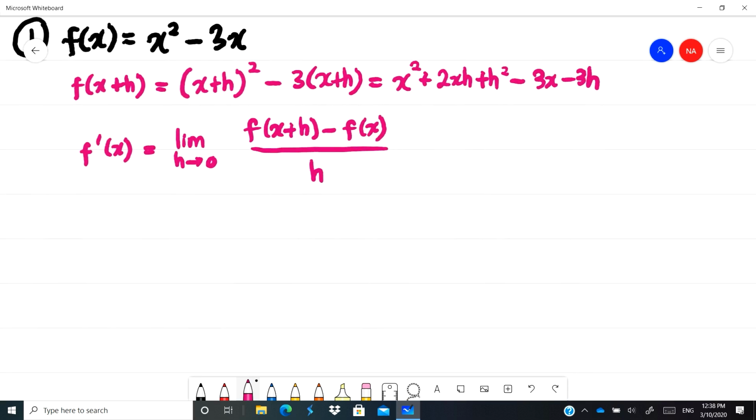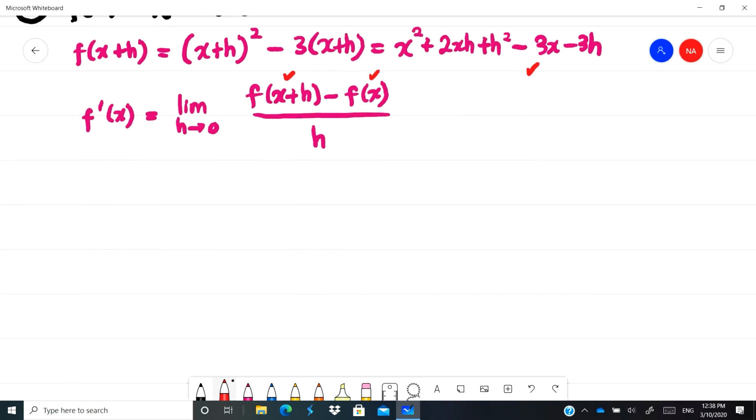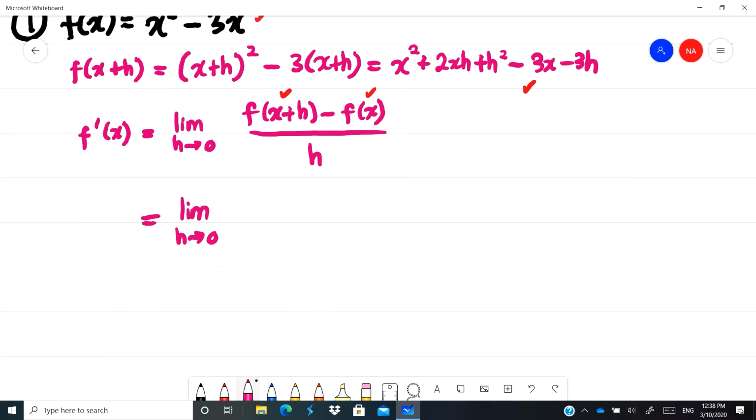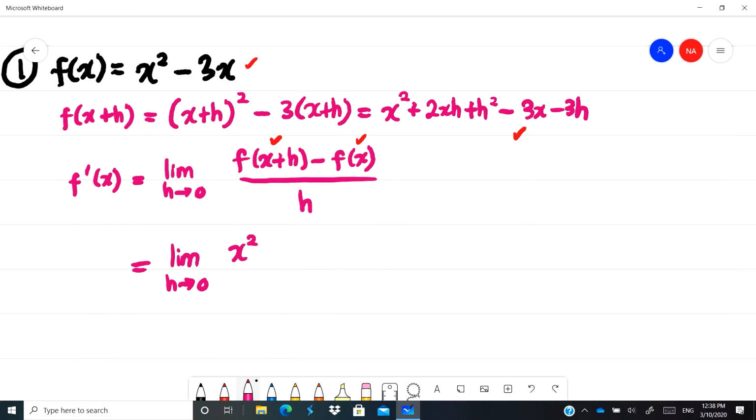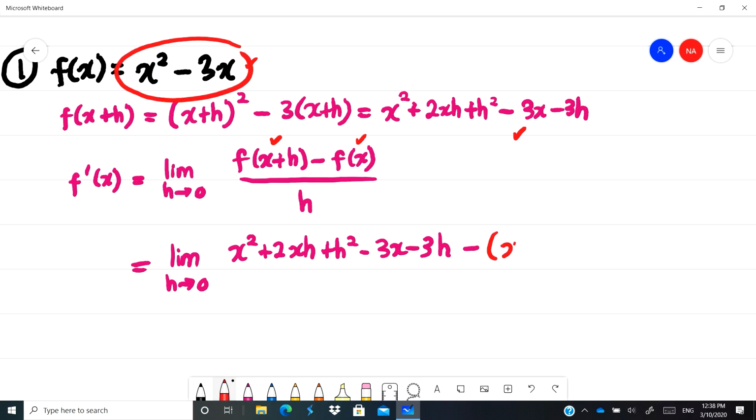Now you're gonna substitute into the formula, where f(x plus h) is given here and f(x) is given here. I'm gonna write the formula first and substitute into it. For f(x plus h), we have x squared plus 2xh plus h squared minus 3x minus 3h. Now we're gonna subtract f(x). Be careful that we have to subtract the whole thing, so put it into a bracket, and we have everything over h.